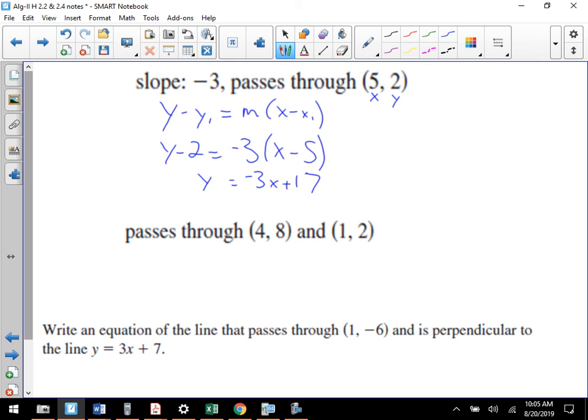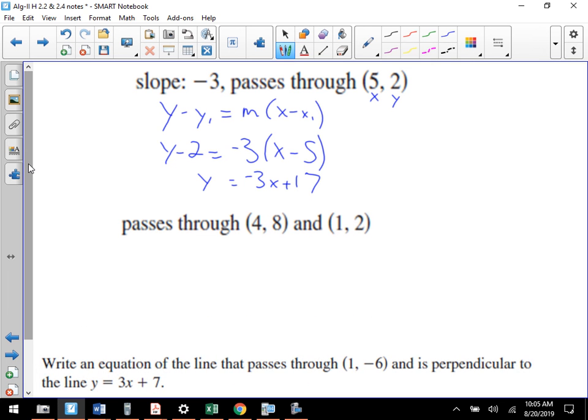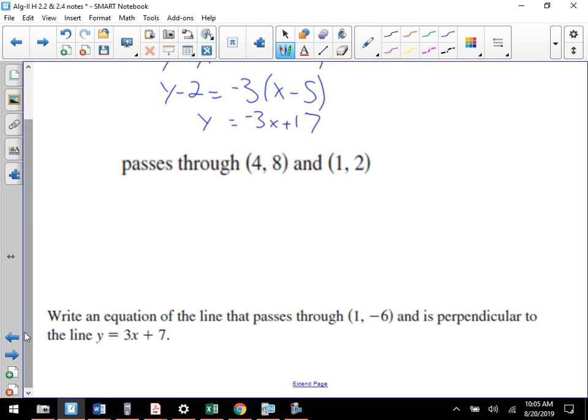When you're writing equations of lines and you have 2 points, what's the first thing you have to figure out? The slope. Very good. Now on this one, you may or may not have figured it out real quick. 4 and 8, 1 and 2, what's the relationship? Well, okay, so how do you write that in terms of y's and x's? So 1/2 of x equals y?